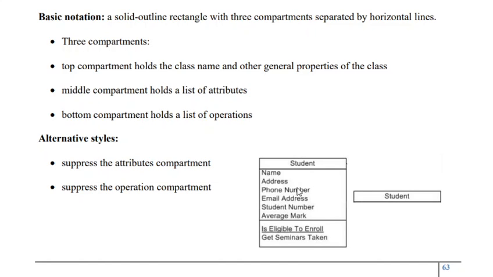In one of the notations, we have the class represented in terms of three compartments, where we have the class name, the attribute list, and the behavior list. In the other case, we have suppressed the attributes as well as the behavior. So depending upon the availability of the attributes and the set of operations, we can have either a detailed or elaborate notation, or a suppressed notation of a particular class.